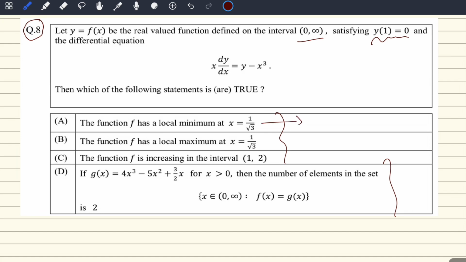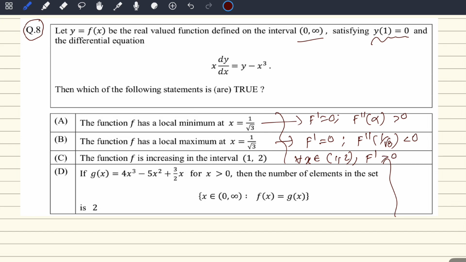We know that in order to check whether the function has a local minimum or not, we have to find f dash equal to 0, the critical point, and check f double dash at that point, that is at x equal to 1 by root 3, should be greater than 0. If greater than 0, then local minimum. Similarly, for local maximum the condition is f dash should be 0 at x equal to 1 by root 3 and f double dash should be less than 0. And for f to be increasing, for all x belonging to open interval 1 comma 2, f dash should be greater than 0.